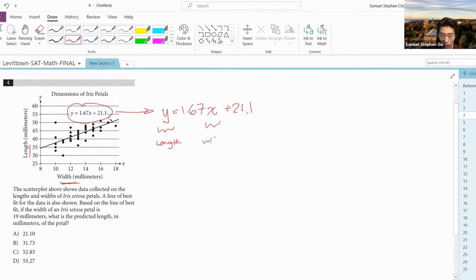the width. The question asks us to predict, using this model, using this equation, what is the length of a petal that has 19 millimeters width. So this one is pretty straightforward. You just have to plug in the 19 into x. So we'll have this here, 1.67 times 19 plus 21.1. And if you do the math, this will come out to answer C.